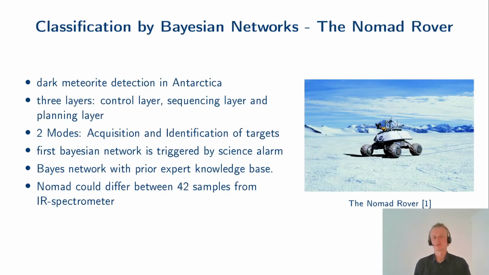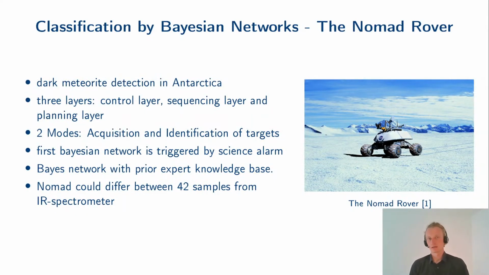Now I'd like to show you a small example from the textbook, which is the Nomad rover. The Nomad rover is a test rover, or was a test rover, in 1997 from NASA, and it was used in Antarctica, and they used the rover to test a Bayesian network for dark meteorite detection on ice.